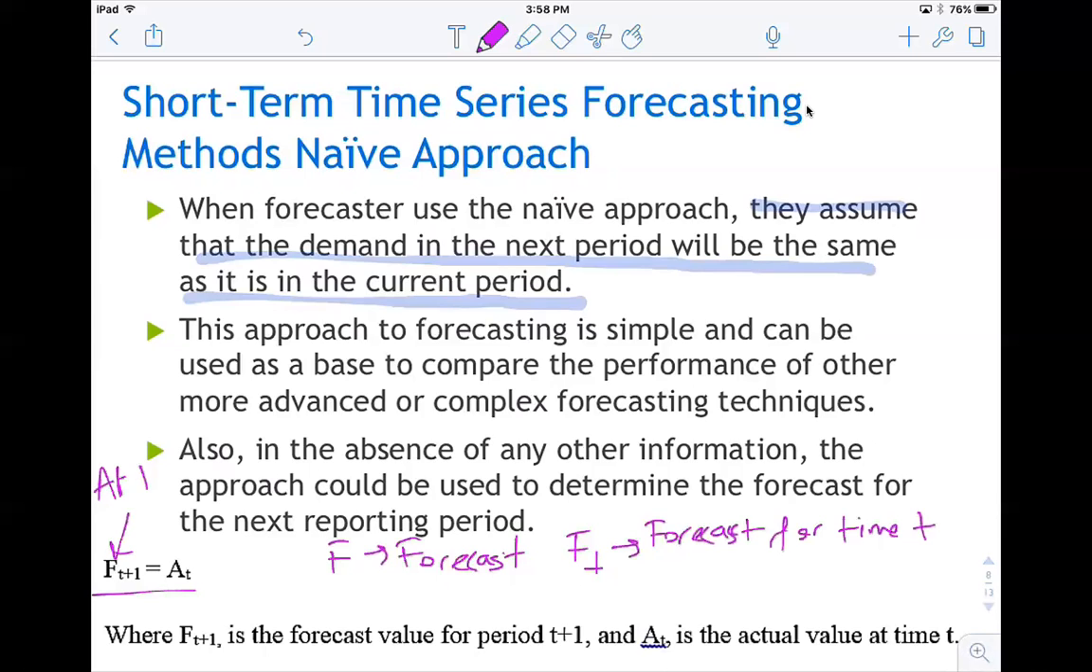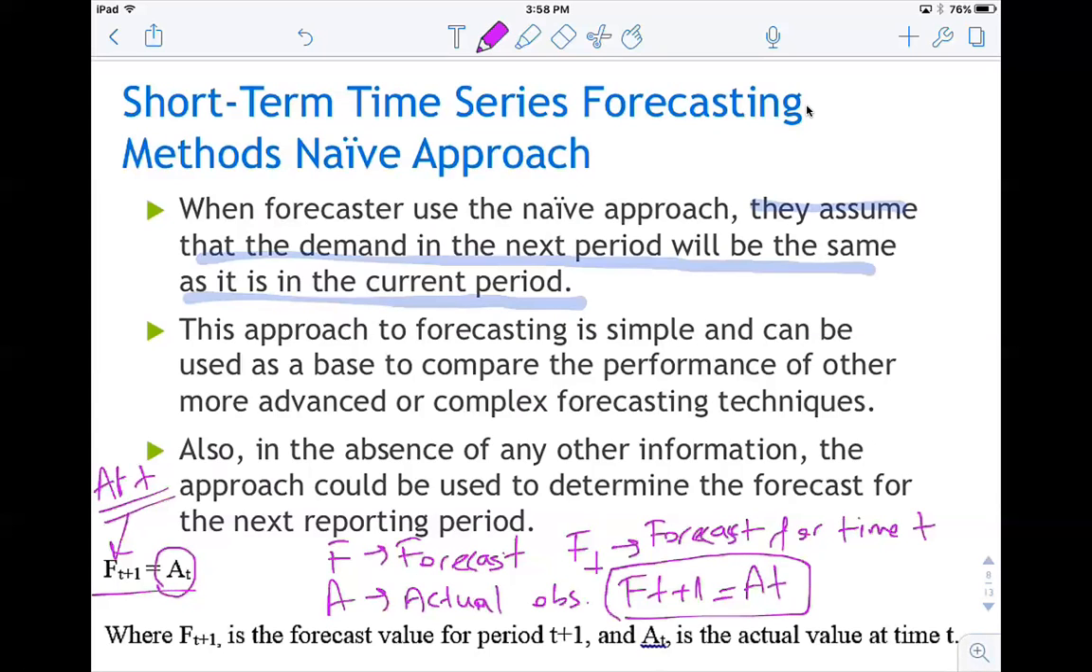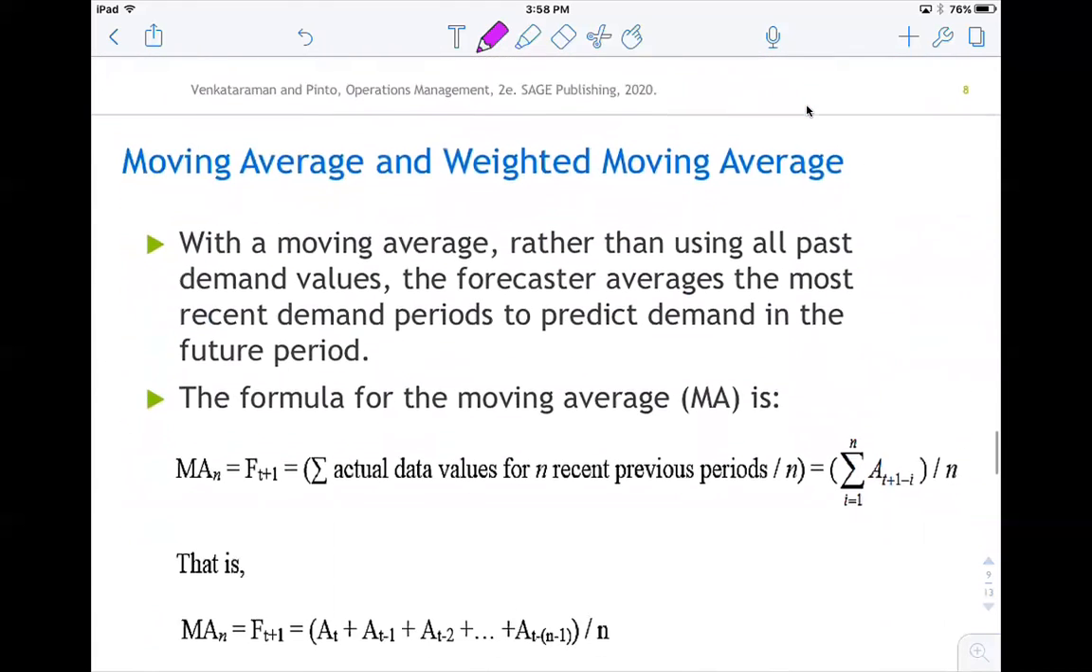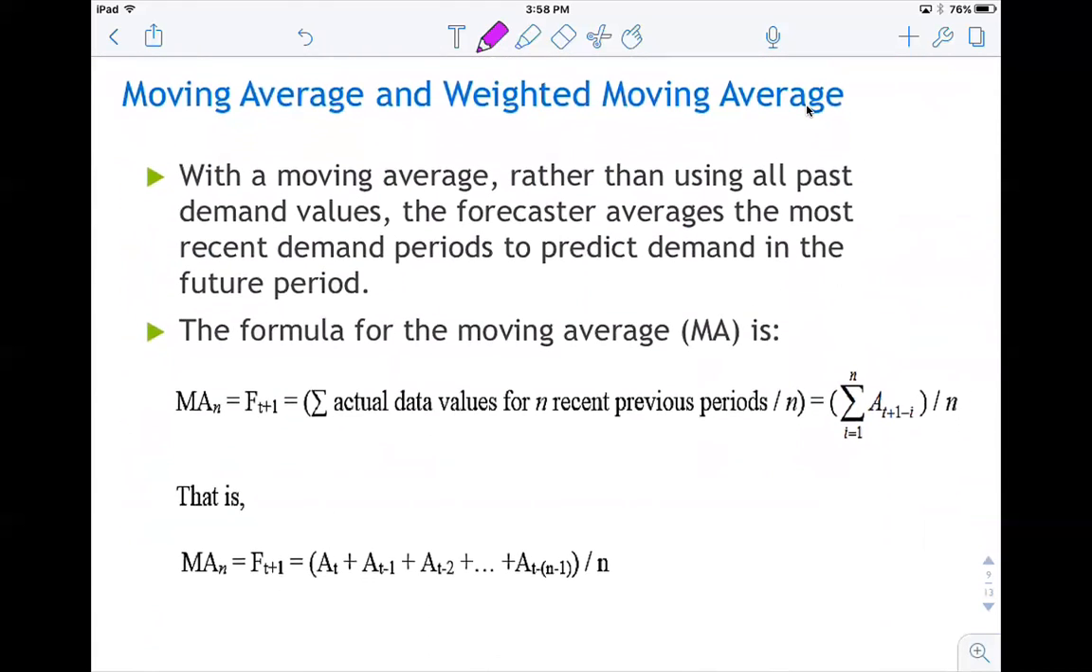assuming that we are at t, and A stands for our actual observation. So F_t+1 is equal to A_t, meaning that, according to the naive approach, the forecast for t+1 is equal to whatever you observed at the current time t. All right, so this is easy. It's pretty straightforward to implement.